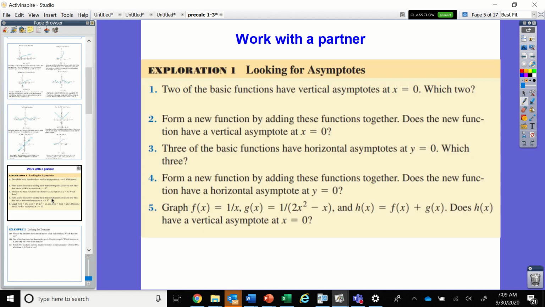So what I want you guys to do at this point is go ahead and pause the video and give this a shot using the 12 functions below. Answer these 5 questions.